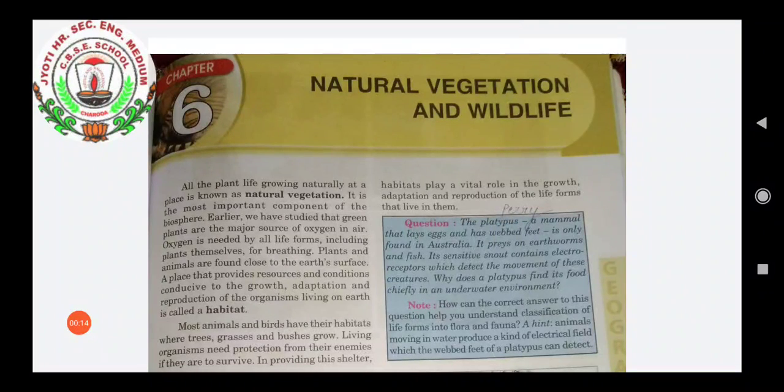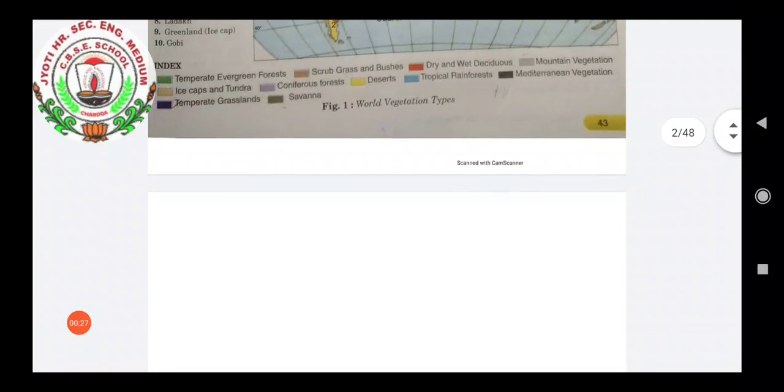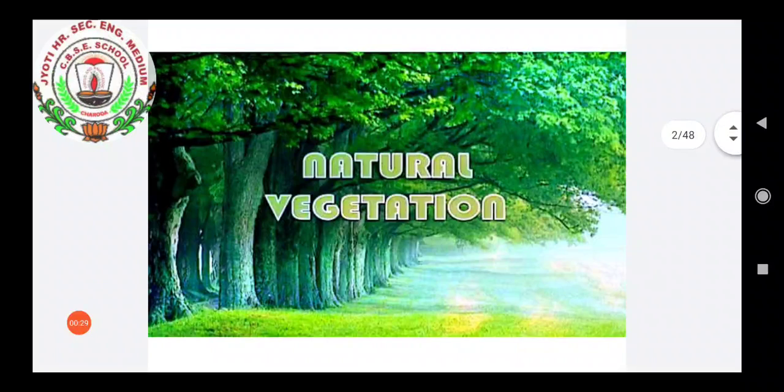Today I am going to explain the new chapter of Geography, that is chapter 6. The name of the chapter is Natural Vegetation and Wildlife. First of all, I'll explain the meaning of natural vegetation. All the plant life growing naturally at a place is known as natural vegetation. And this natural vegetation is the most important component of the biosphere.